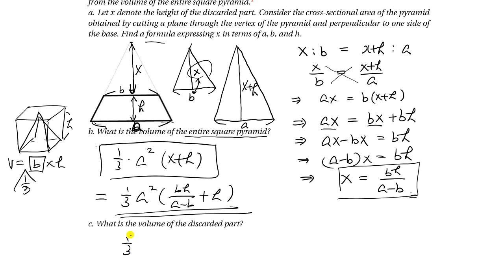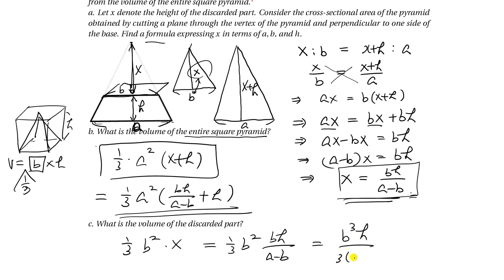Okay, so that's enough. Then what is the volume of this discarded part, the removed one? Then it's 1/3, and the base should be this portion, right? So it's going to be b squared, and the height for that portion is just x. But we can change that, so instead of x, we put bh over a minus b. Or simply, we can say b cubed h over 3 times a minus b.